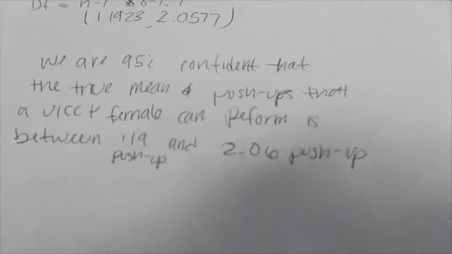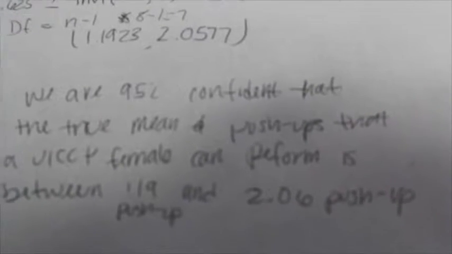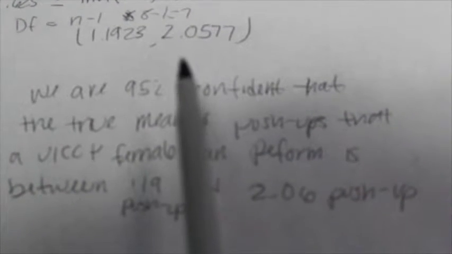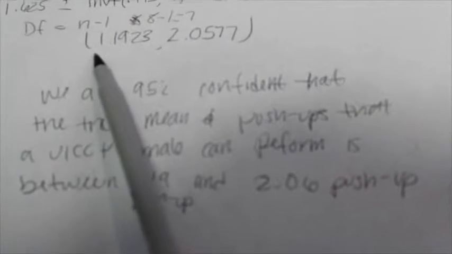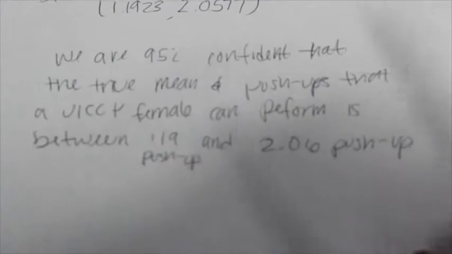And then going back to our question of interest, which was on average does the UICCP female perform more than 7 push-ups, our confidence interval shows that the average female performs less than 7 push-ups. The average would be between this interval that we solved for.